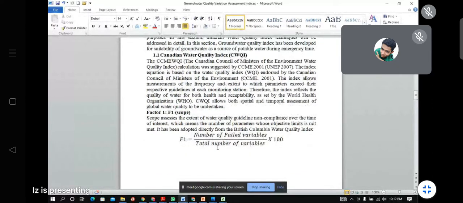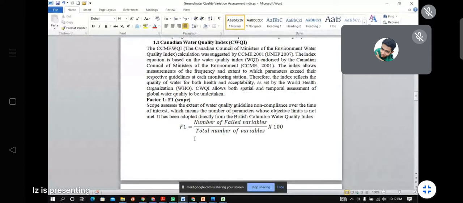इसमें 3 कंपोनेंट होते हैं. फैक्टर 1 which is scope. फैक्टर 1 में क्या है? नंबर ऑफ फेल्ड वेरिएबल्स, यानी जो सैंपल और जो पैरामीटर हैं उन्होंने फेल्ड हो गए हैं अपॉन टोटल नंबर ऑफ वेरिएबल. फेल्ड से क्या मतलब है? नंबर ऑफ फेल्ड वेरिएबल.